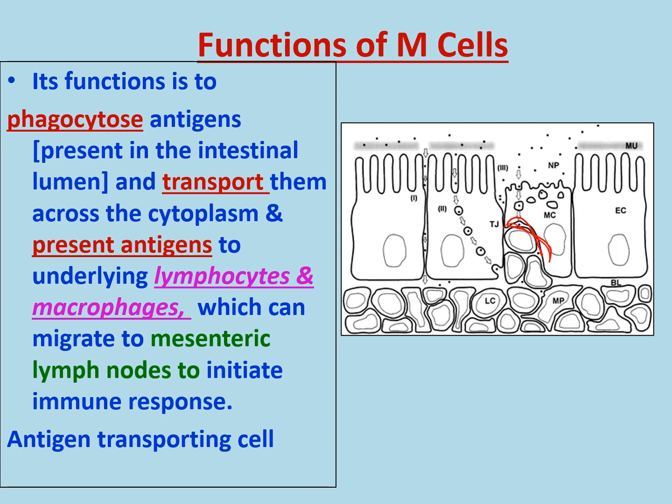No, few lysosomes, because this cell will not phagocytose the antigen or deal with it. It is transported across the cytoplasm to go to the antigen presenting cells, which are lymphocytes and macrophages, then going to the mesenteric lymph node to initiate the immune response. So is it an antigen presenting cell? Is it going to deal with the antigen by phagocytosis and lysosomes? No, it is just transport. So it is an antigen transporting cell, not an antigen presenting cell.